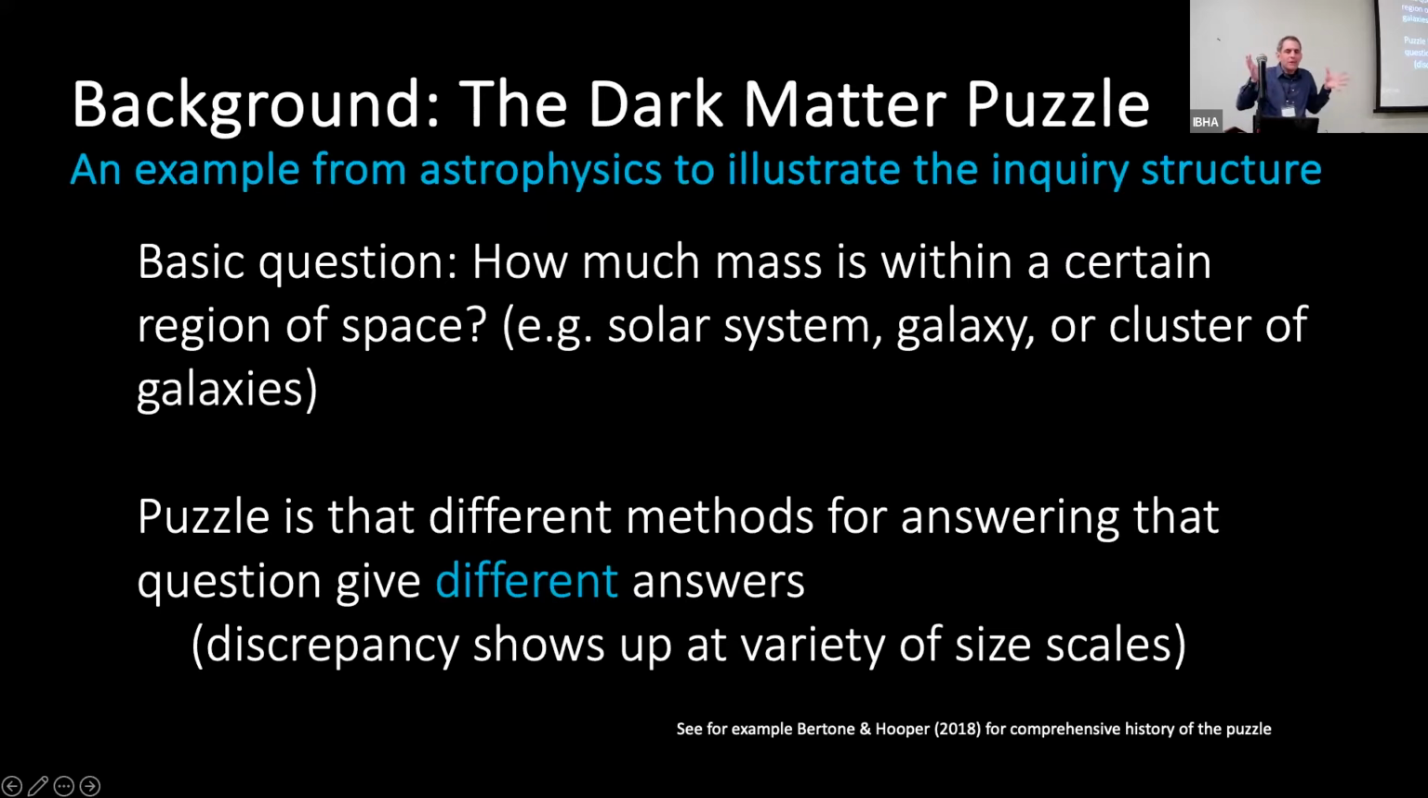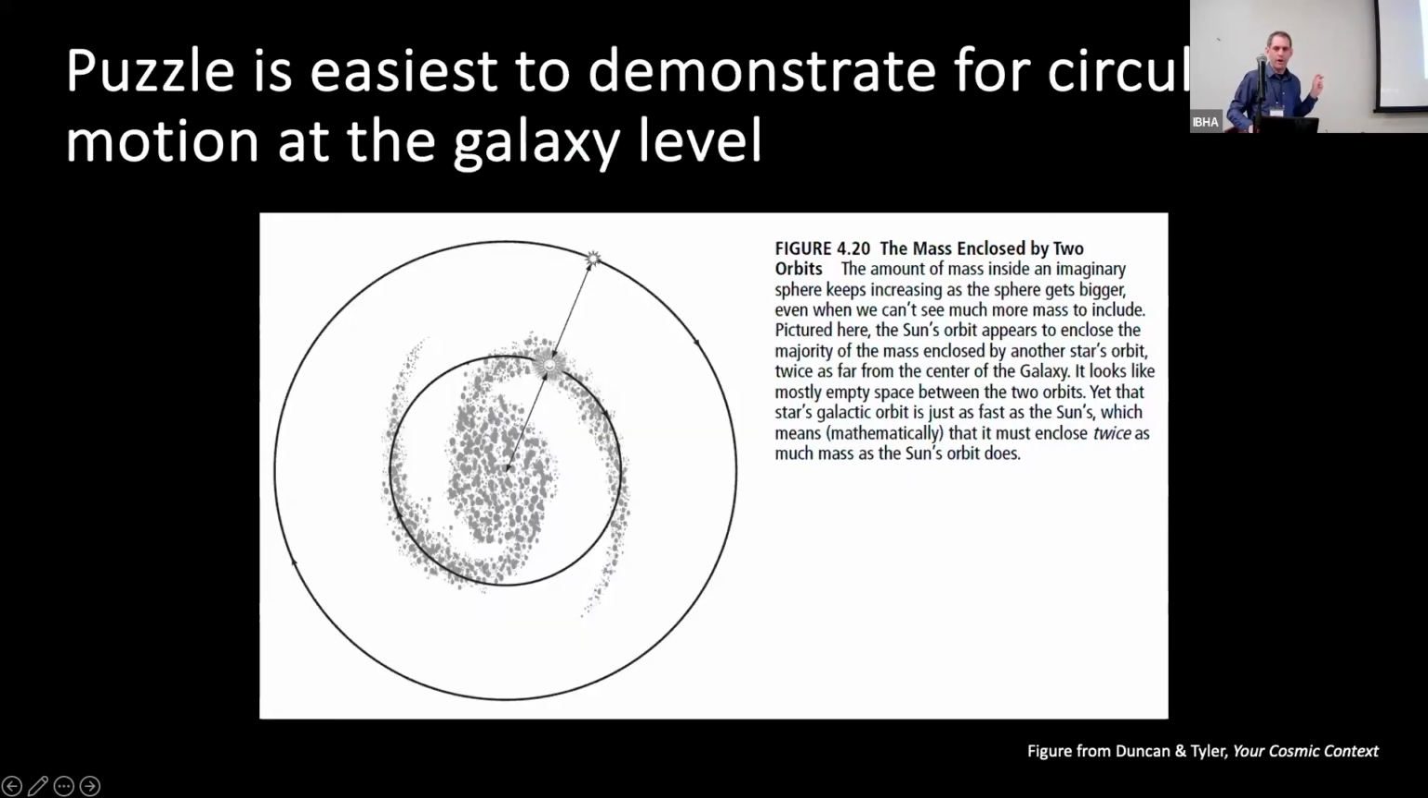But the puzzle essentially is that different methods for answering that question, how much mass is within some region of space in the universe that you want to focus on, give different answers, and the discrepancies show up in different amounts at different scales. Okay, so that's the dark matter problem, or the dark matter puzzle.